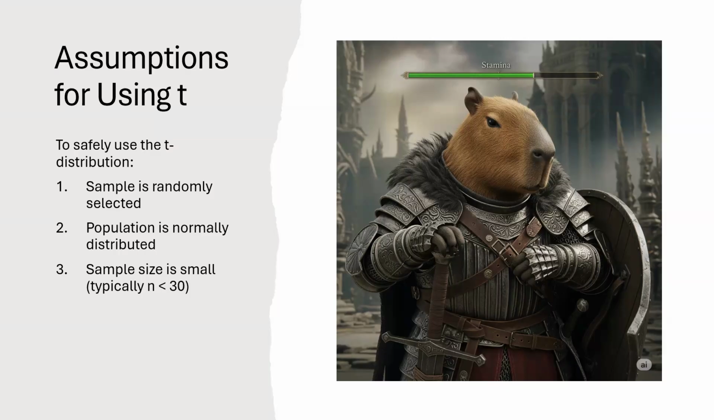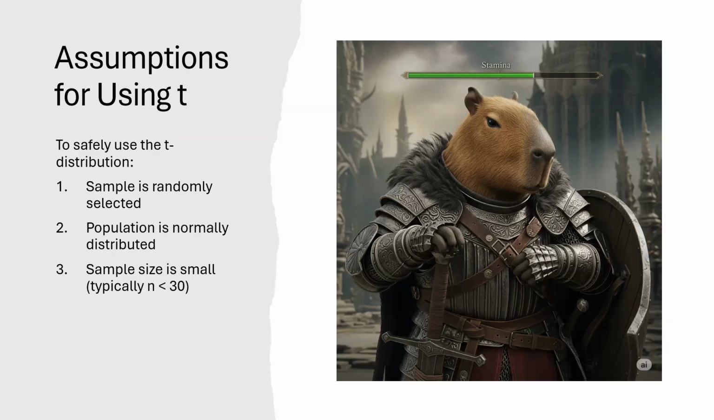Second, the population should be normally distributed. This is especially important when your sample size is small. For example, if you're testing a new Apex Legends update with just 15 players and playtimes vary wildly, you might run into trouble unless you know the population distribution is roughly bell-shaped.